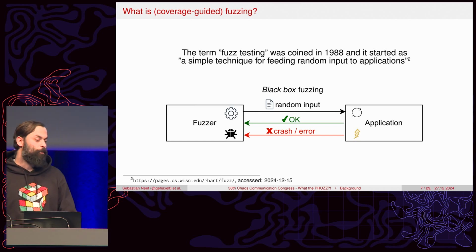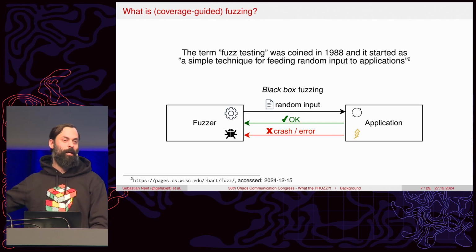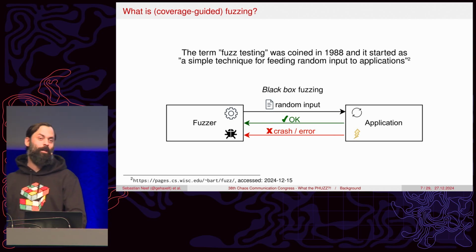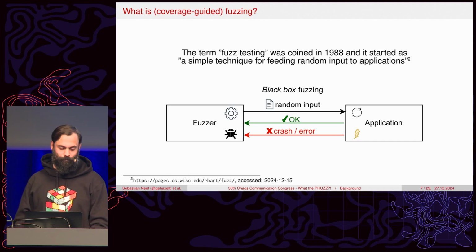And why is this called black box fuzzing? The reason for that is that the fuzzer does not have much knowledge or information about the fuzzed application and how it processes the input. So it's like a black box.